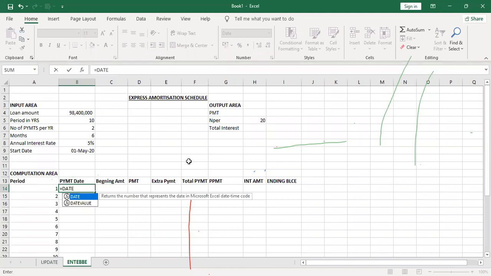Then open brackets. Type year. But you also have to be very careful with your spellings, because if you type year wrongly or month wrongly, you get a problem. Then after typing the year, open the bracket. Go and click on the start date. Remember, start date has the day, the month, and the year. And when we get the start date and add on 6 months, we get the payment date for period one. Close the bracket.